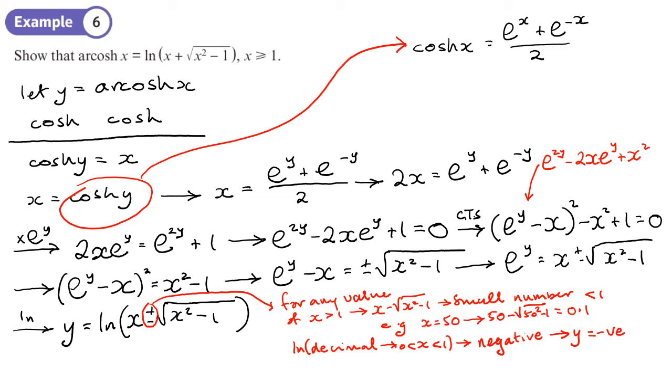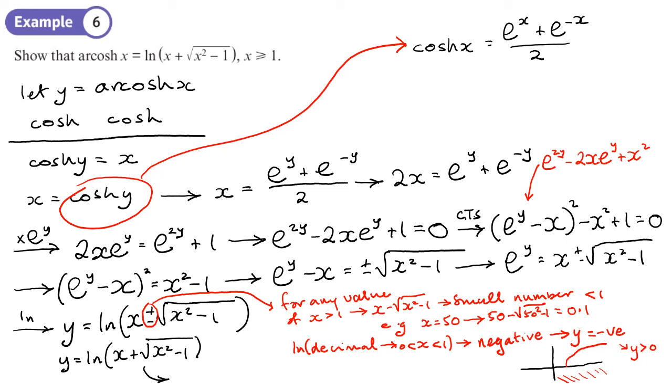Now, that's not allowed. If you remember the graph of arc-cosh, let's draw it here. The graph of arc-cosh went like this. There's no bit of the graph down at the bottom. It starts there. Y was always positive. So for that reason, we take the positive square root and not the negative one. So y equals log of x plus the square root of x squared minus 1.